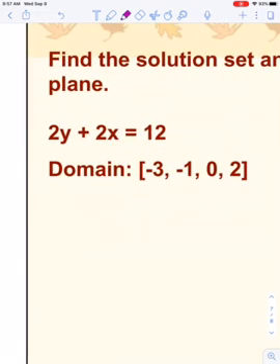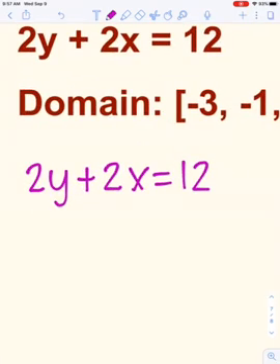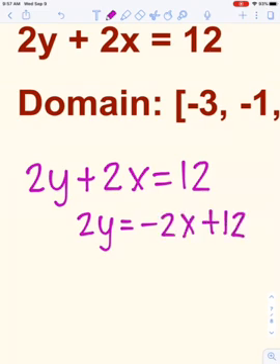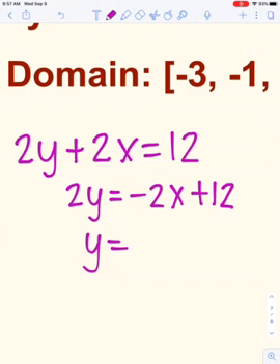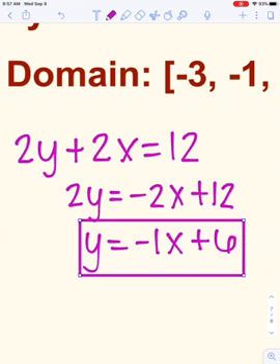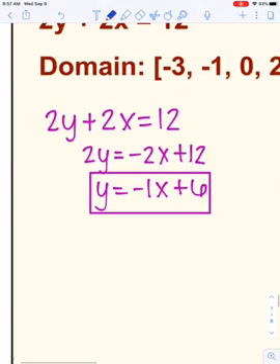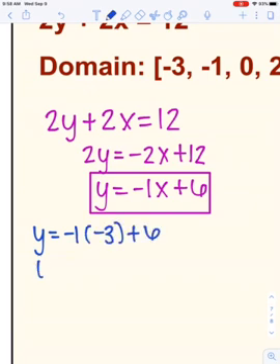All right, this one, again, you're given the domain, so you're going to find the range. If I'm always solving for the range, that means I'm always solving for y. So I subtract the 2x over, and that gives me -2x plus 12. And then I divide everything by 2. -2 divided by 2 is -1x, plus 12 divided by 2 is 6. So I can plug all of my values into this equation and give myself a little bit easier time the rest of the way. If I'm plugging -3 in for x, y equals -1 times -3 plus 6.